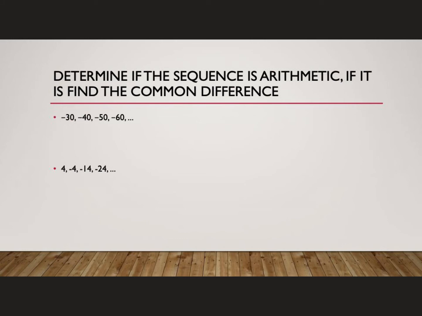So now we're going to determine if the sequence is arithmetic. If it is, we're going to find the common difference. I'm going to show you how to do that. So let's look at this first one. It is negative 30, negative 40, negative 50, negative 60. So I can tell that I am decreasing by 10 each time. So this is an arithmetic sequence. The common difference, we call it D, is negative 10.